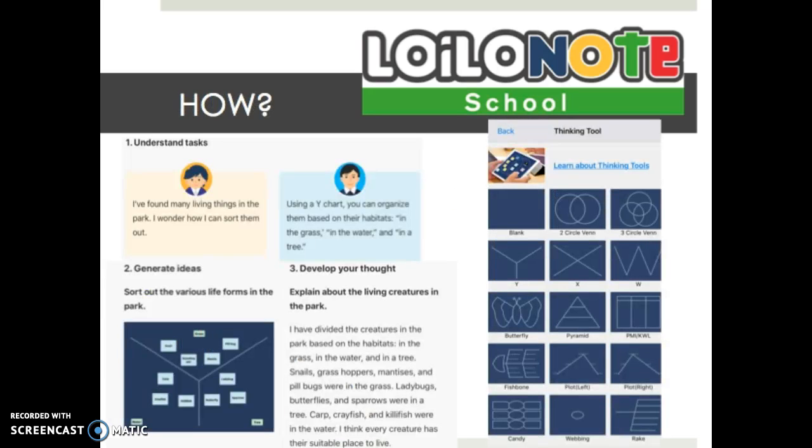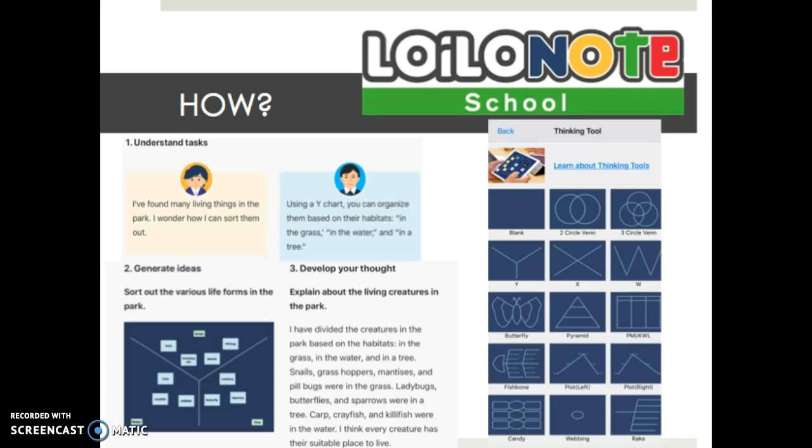Depending on what type of activity they're doing, they can figure out which thinking tool will be the best to use. So understand the task at hand. This information I pulled from their website. They understand what they're actually mapping out, what they're learning, and how they need to organize all of this. And so that's the first step.